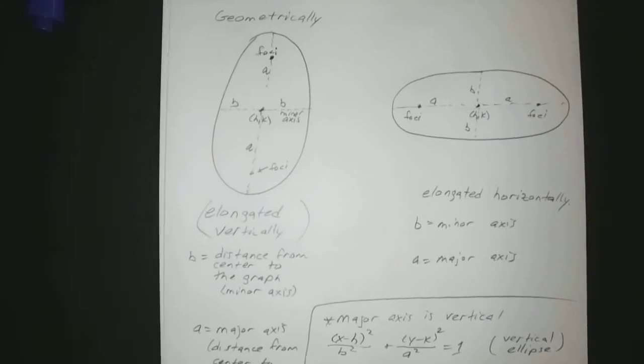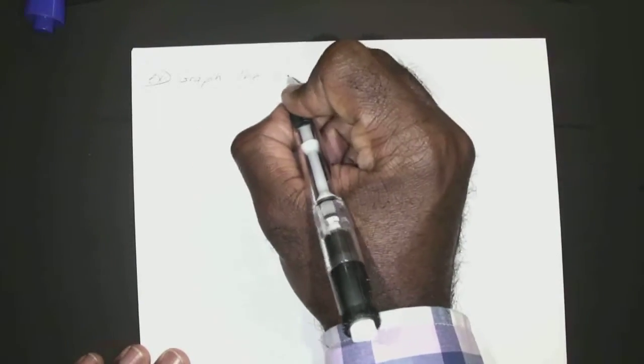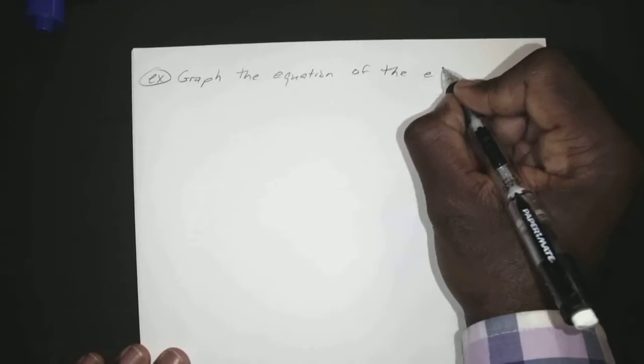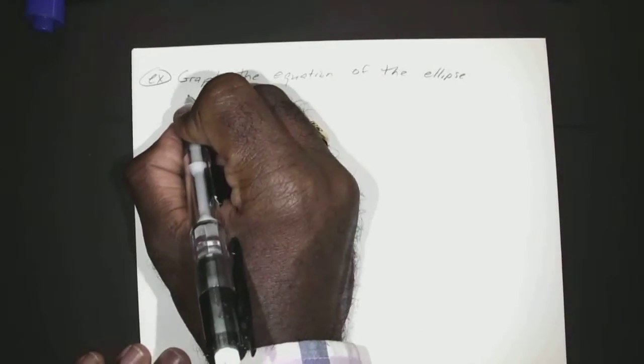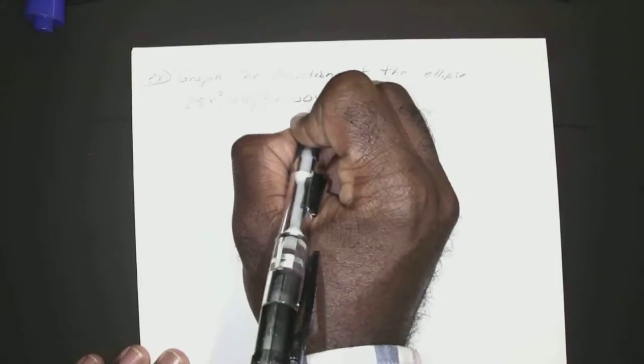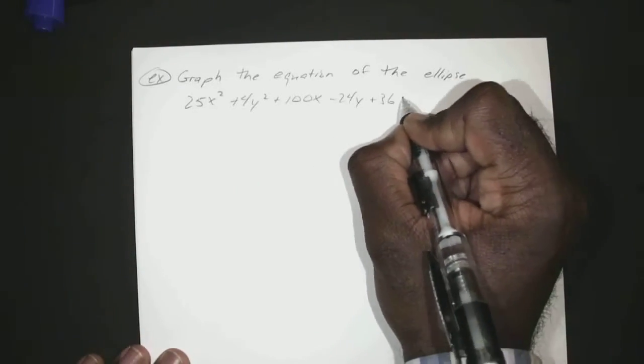Okay, so let's say, for example, we wanted to graph the equation of the ellipse 25x squared plus 4y squared plus 100x minus 24y plus 36 equals 0.